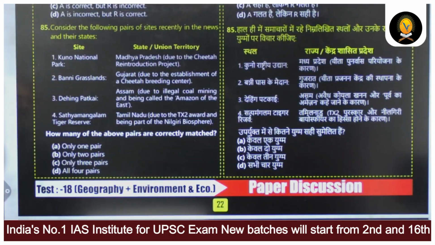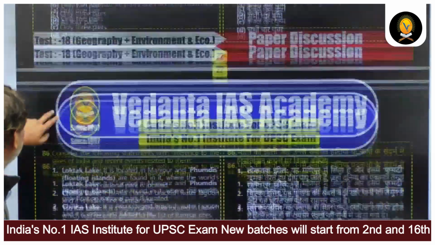Now, site and state. Kuno National Park, Madhya Pradesh, due to the cheetah introduction project. Correct. Banni grassland, Gujarat, due to the establishment of cheetah breeding center. Yes. Okay. Dihang Patkai, Assam, due to illegal coal mining, yes. Satyamangalam Tiger Reserve, Tamil Nadu, due to the TX2 award and being part of Nilgiri Biosphere, correct. All 4 pairs are correct.